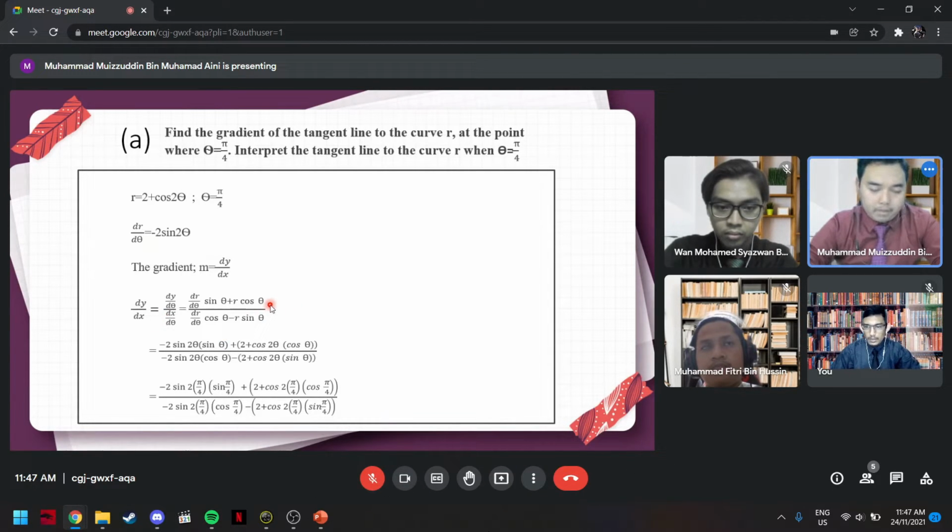Okay. I want to ask a question for Shazwan. Why do we use this equation?